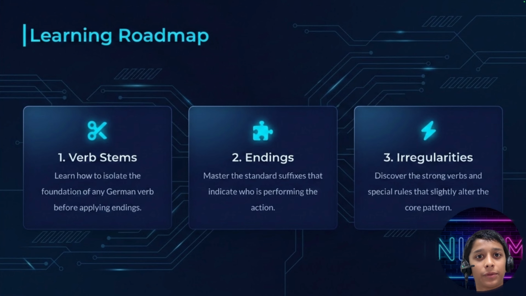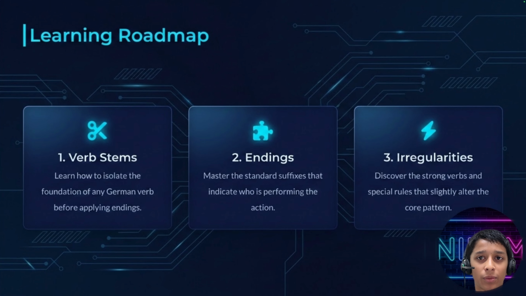First, verb stems. Identifying the core of any German verb. This is foundational; without the correct stem, no ending will produce the right result. Second, endings. The standard suffixes that indicate the subject performing the action. German endings are precise. They remove ambiguity about who is doing what. Third, irregularities. Strong verbs and fully irregular verbs that deviate from the standard pattern. We will examine exactly where and how these deviations occur so they become manageable rather than overwhelming.